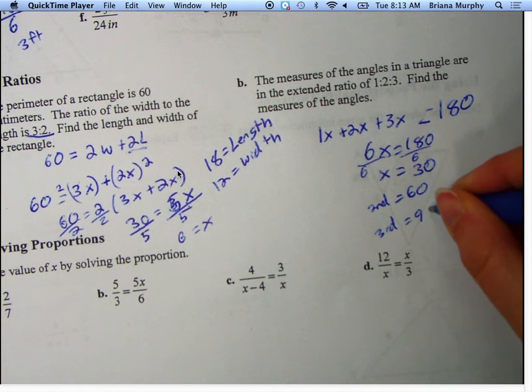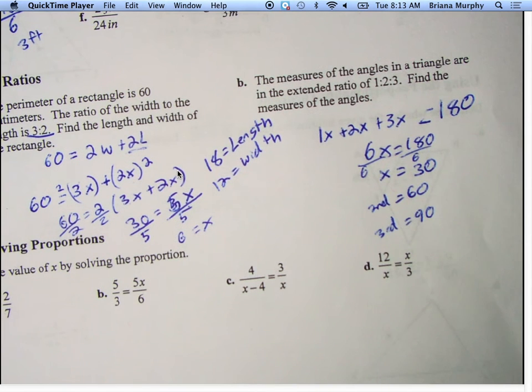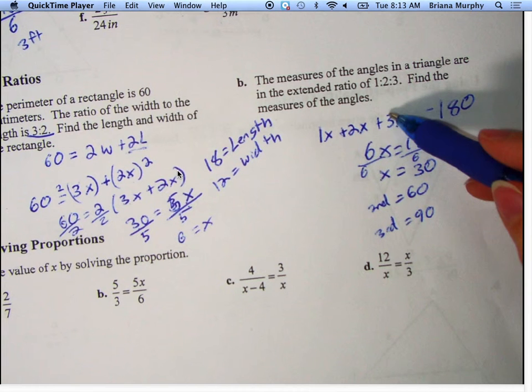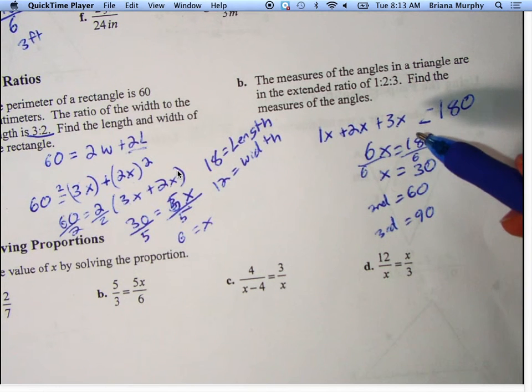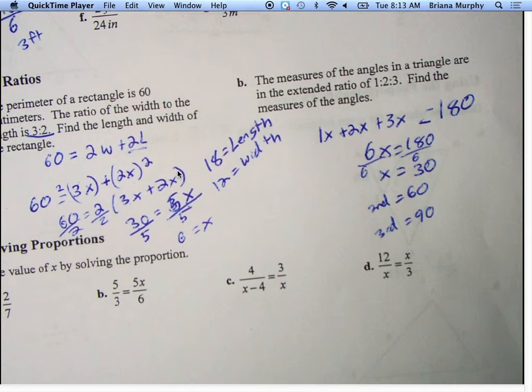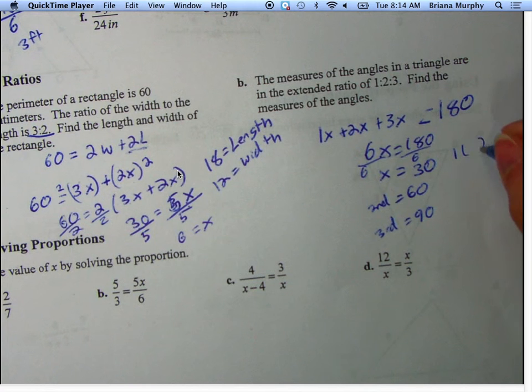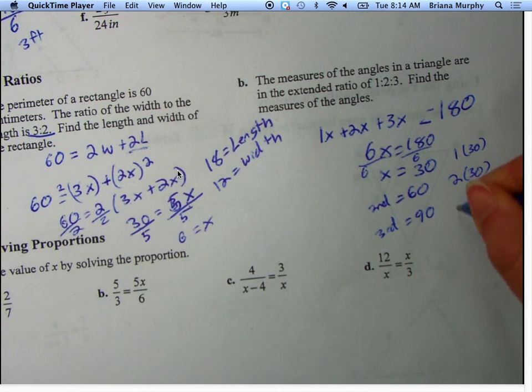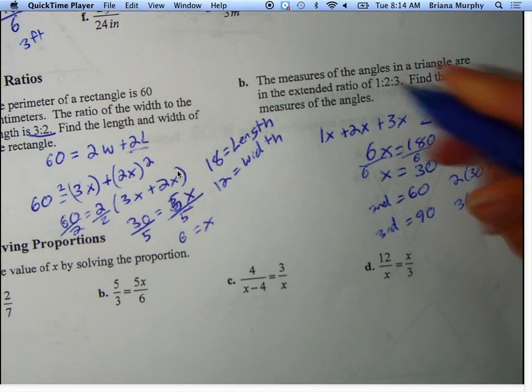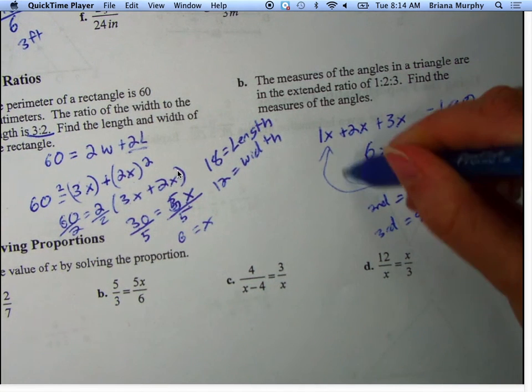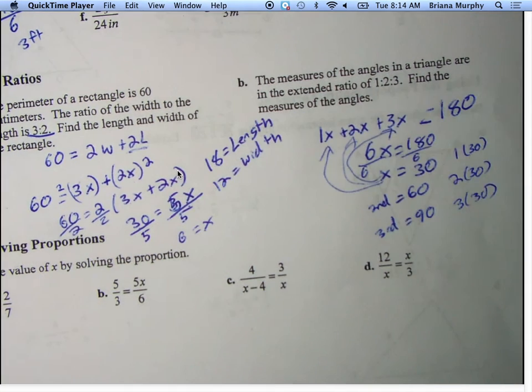Is that a little bit better than the first one? Yeah. Okay. Wait, I didn't do my math on it. 3 times 30. So my first one I did 1 times 30. My second one I did 2 times 30. And my third one I did 3 times 30, because I knew what x is and I plugged it back into each of these. Is that better? Yes, that was a lot easier than the first one.